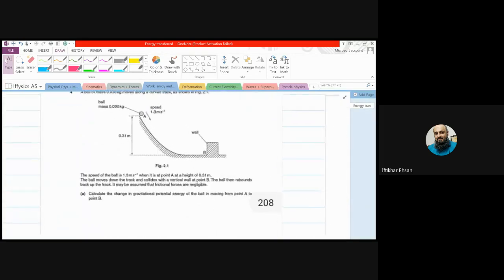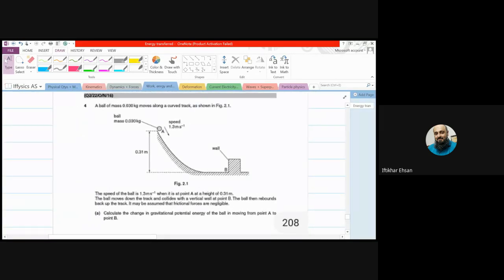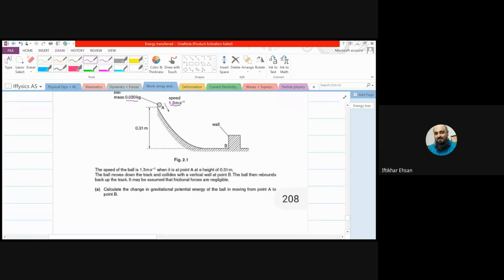So I hope you can see this. A ball of mass 0.030 kg moves along a curved track. Speed is given, mass is given. We should highlight all the data. The speed of the ball is given, and the height of this. Okay, that is also given there. The ball moves down the track and collides with the vertical wall at B. The ball then rebounds back up the track. It may be assumed that friction is negligible.